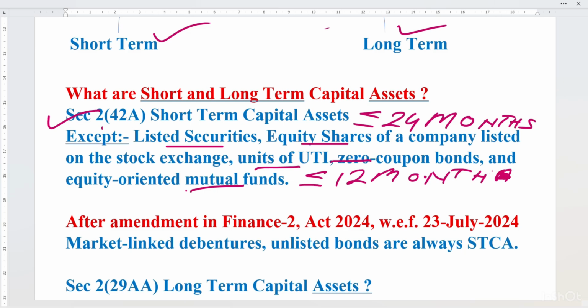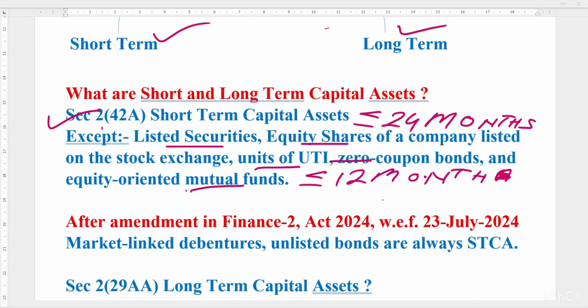Holding period for these assets: listed securities, equity share in a listed stock exchange company, unit of UTI, zero coupon bond, and equity oriented mutual funds shall be short term capital assets if their holding period is equal to or less than 12 months before they get transferred.